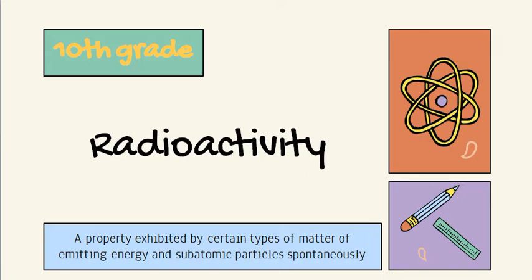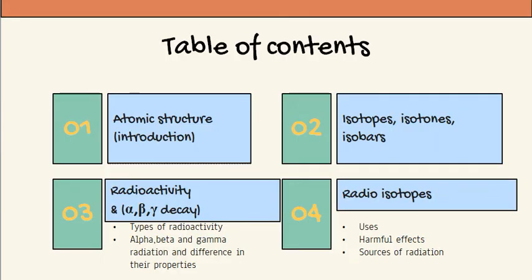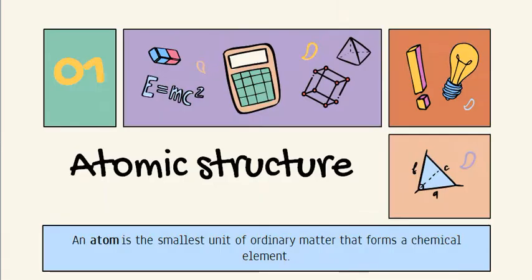Today in this video we are going to discuss the topic radioactivity based on the ICSE curriculum for grade 10. We will discuss something related to atomic structure, isotopes, isotones, isobars, and after that we will start with the topic radioactivity, under which we will discuss alpha, beta and gamma decay and the difference between their properties. In the next topic, we will discuss something related to radioisotopes also. Now let's begin with our topic.